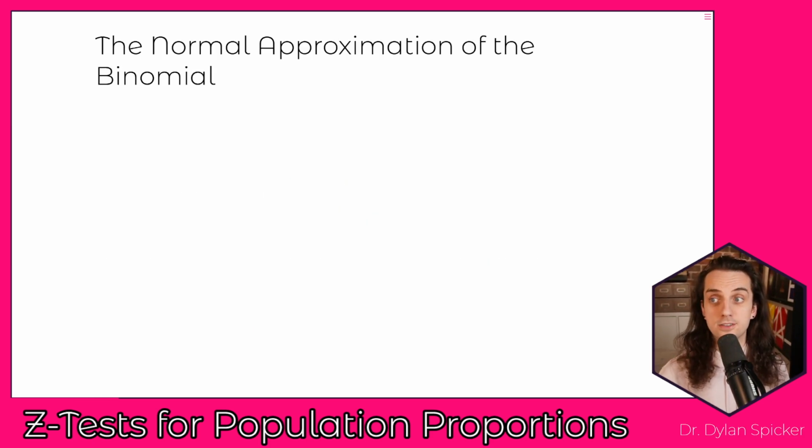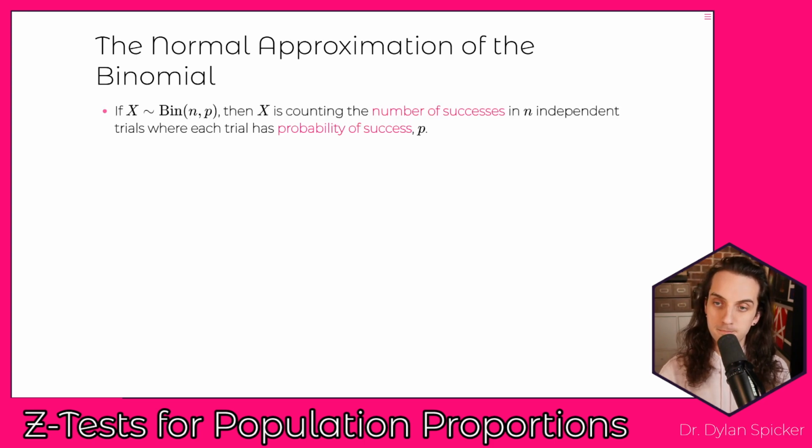So reviewing the normal approximation to the binomial, if X follows a binomial(n, p) distribution, then X counts up the number of successes in n independent trials, where each trial has a probability of success of p. The standard example for a binomial distribution is flipping a coin over and over and counting up how many heads we got. X is counting up the number of heads.